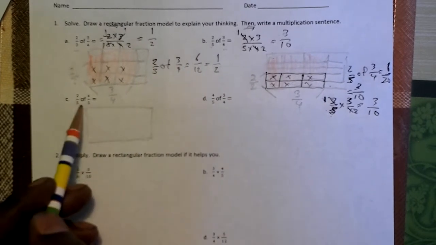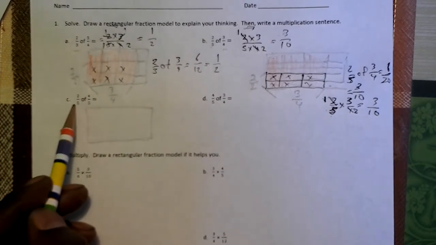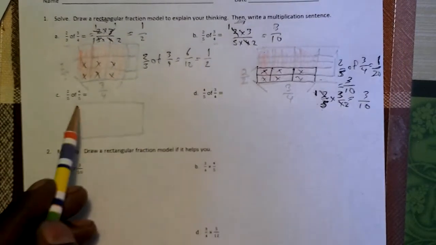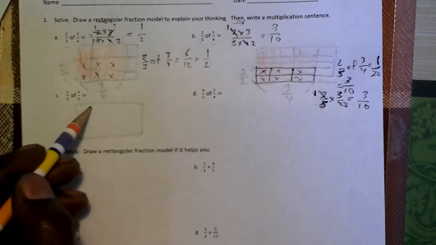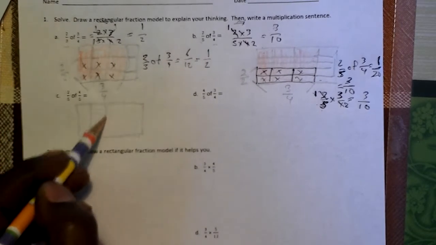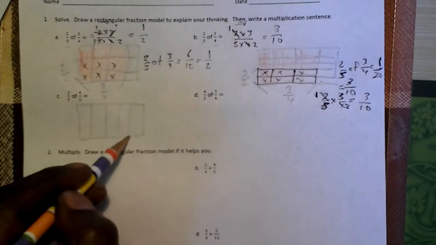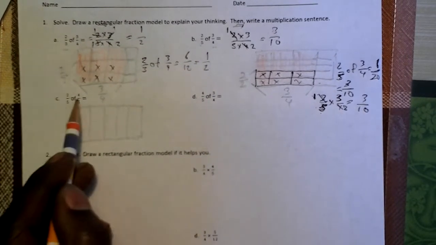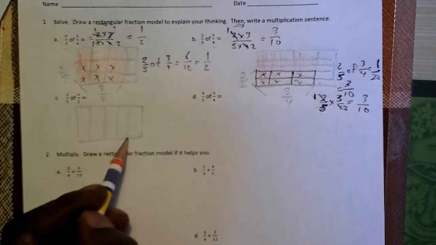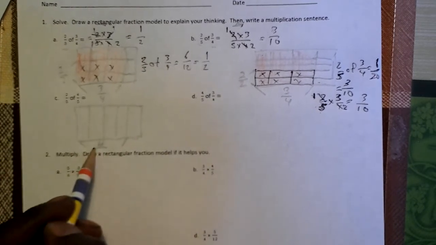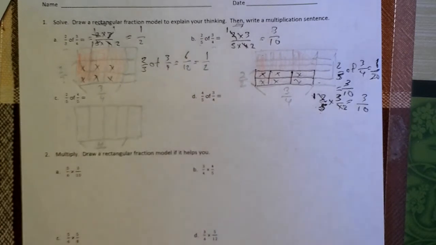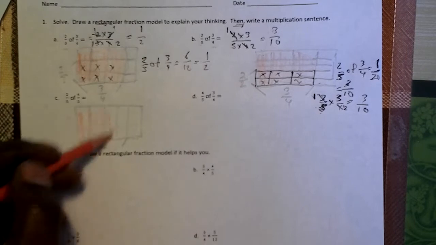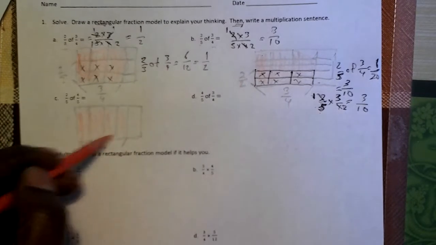So we need 2/5 of 4/5. So how many pieces do we need to split this into? We need to split it into 5. So 1, 2, 3, 4, 5. And we label this, and we need 4/5 out of this. So 1, 2, 3, 4. So we label that 4/5, and we'll shade that area in so we know. So we need 4 pieces out of 5, right? That's 4/5, okay?